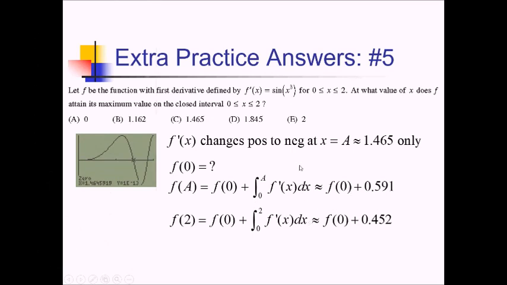So ranking these in order from least to greatest, f of 0 is definitely the smallest one. F of 2 is the next biggest. You're adding 0.452. But even f of 2 is less than f of a, which was f of 0 plus 0.591. Because of this, we can conclude, without knowing what the max actually is, that the max at least occurs at this x equals a, or that was 1.465. So that's going to be answer choice C.